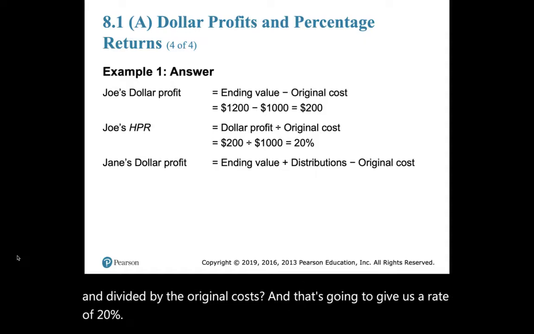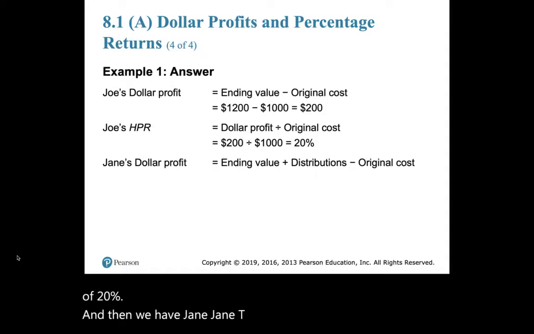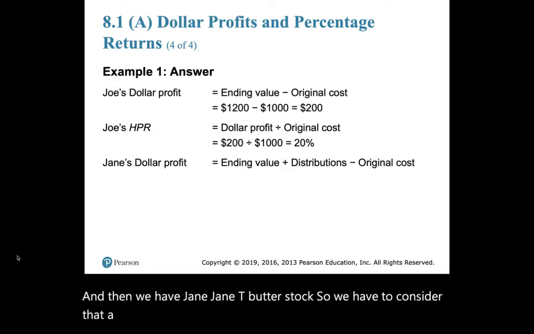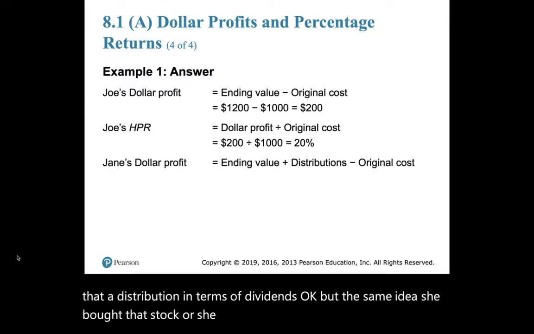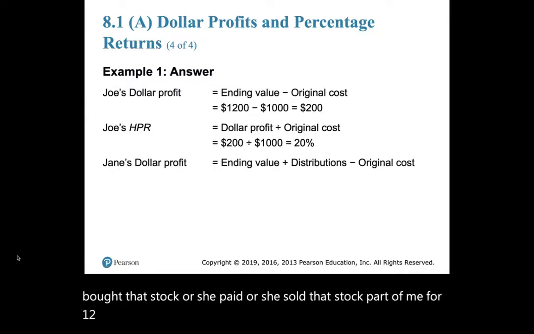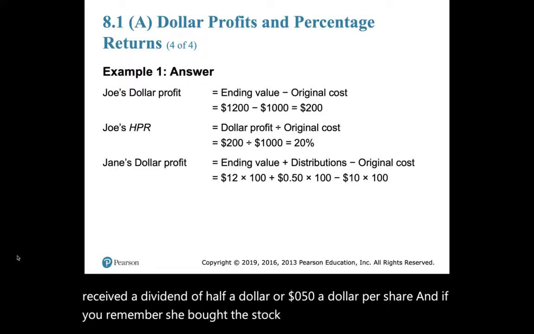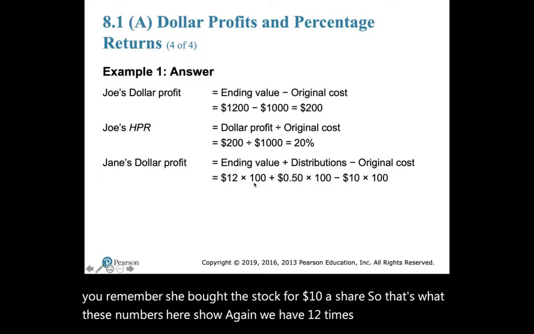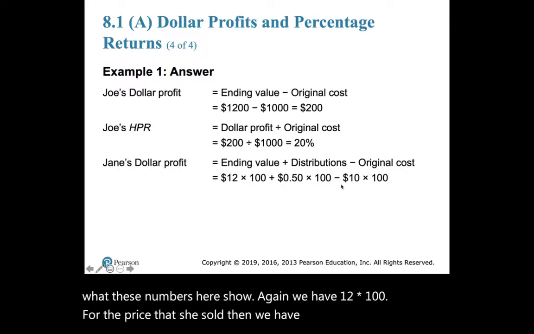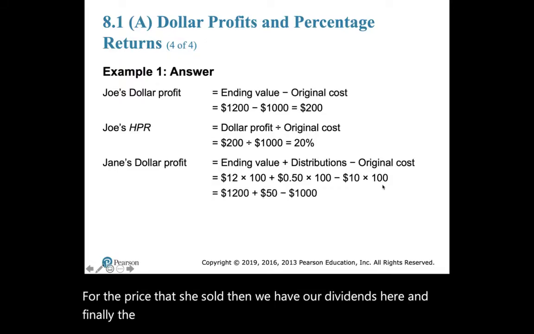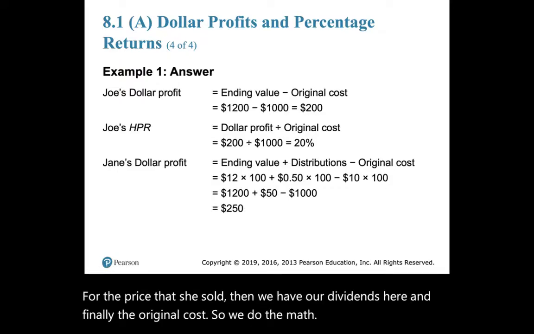And then we have Jane. She bought her stock, so we'd have to consider dividends as a distribution, but the same idea. She sold that stock for $12 a share. She bought 100 of these shares, and she also received dividends of half a dollar, or 50 cents, per share. And if you remember, she bought the stock for $10 a share. So that's what these numbers here show. Again, we have 12 times 100 for the price that she sold. Then we have our dividends here, and finally the original cost. So when we do the math, we get a profit of $250.